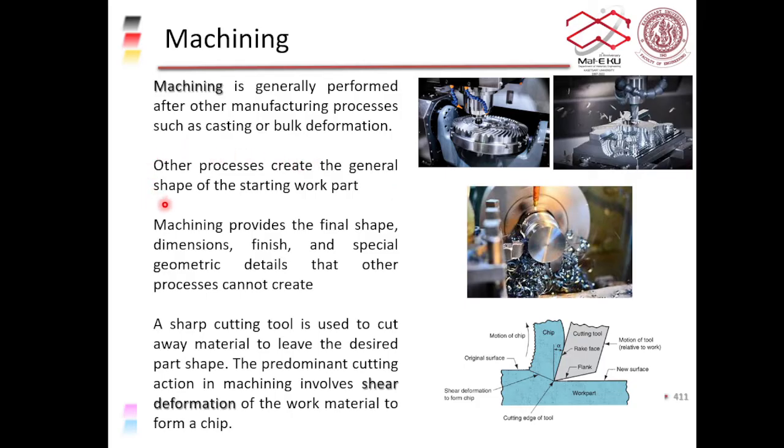Okay, so other processes create the general shape of the starting work part. Like I just mentioned, you use casting to produce a general shape of the product that you want, and then the machining process provides the final shape, final dimension, the final finish, and special geometric detail that the other process cannot give you, right?